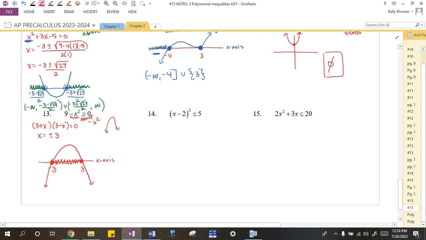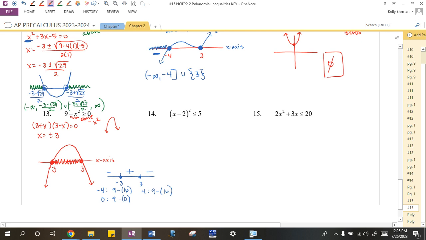What if you wanted to test numbers? So if negative 3 and 3 are your x-intercepts, and you forget how to graph 9 minus x squared somehow, then you would plug in negative 4 into 9 minus x squared and see if it's coming out positive or negative. And then you would pick something between negative 3 and 3, like 0, and then pick 4.